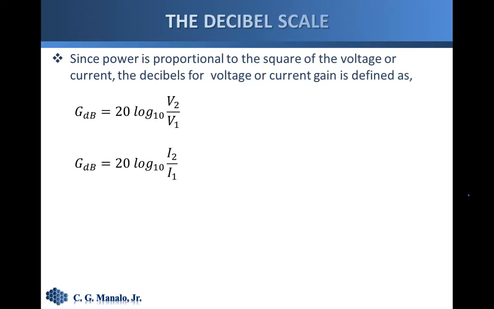Now, it's also possible to get a decibel for the ratio of voltages or currents. But since power is proportional to the square of the voltage and the current, we define the decibel for these ratios as 20 log of the ratio of the voltage or the current.